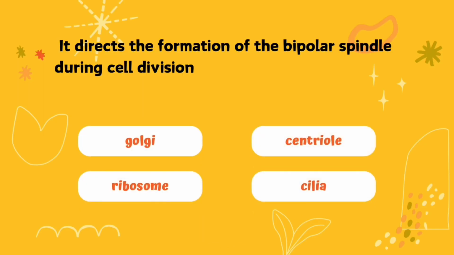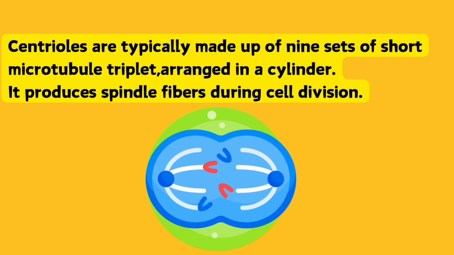The next question is: what directs the formation of the bipolar spindle during cell division? The options are Golgi, centriole, ribosome, or cilia. The answer is centriole. Centrioles are typically made up of nine sets of short microtubule triplets arranged in a cylinder. They produce spindle fibers during cell division.